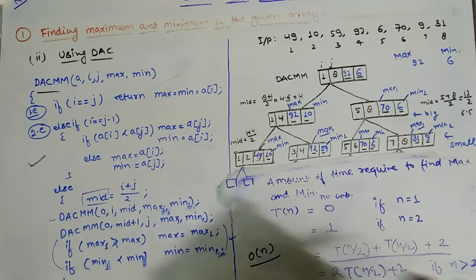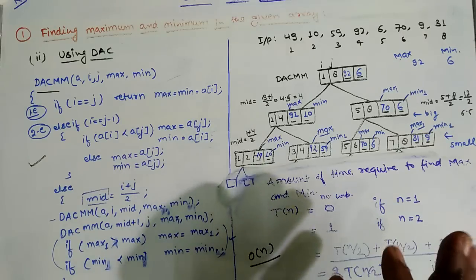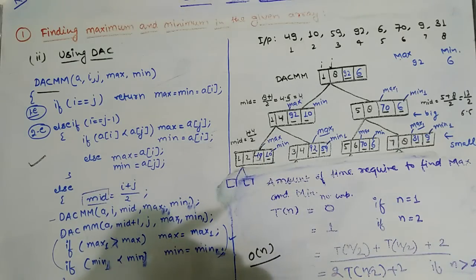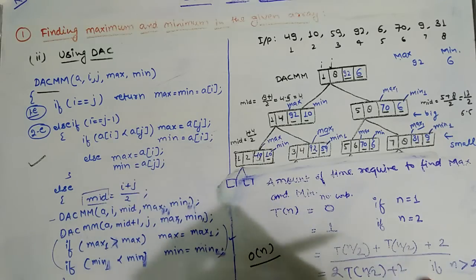So this is all about the finding maximum and minimum problem. In the next lecture we will take the example of binary search using the same approach, that is the divide and conquer algorithm. Thank you very much.